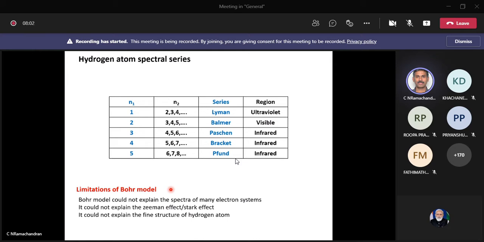Na is 2, 8, 1, then Cl is 2, 8, 7. So one needs one electron and the other has a lack of one electron to complete the octet. So Na will give Na plus and Cl will give Cl minus. Very clear picture about an atom. But later, maybe after 1 or 2 classes, you will see that that picture of the atom is not as clear as we think.